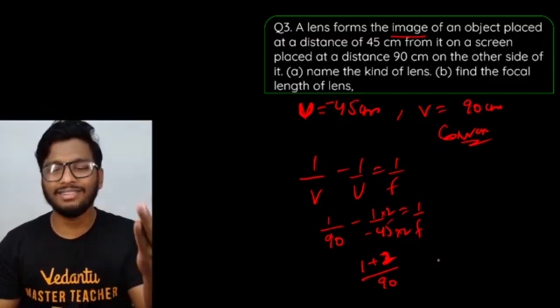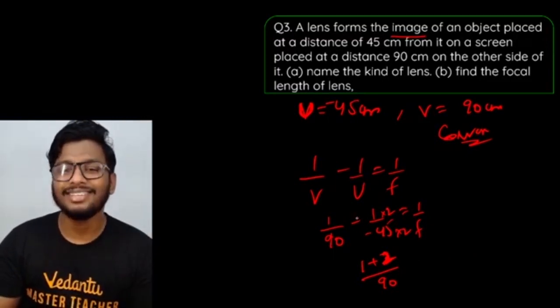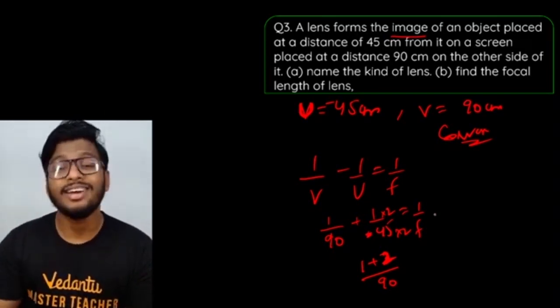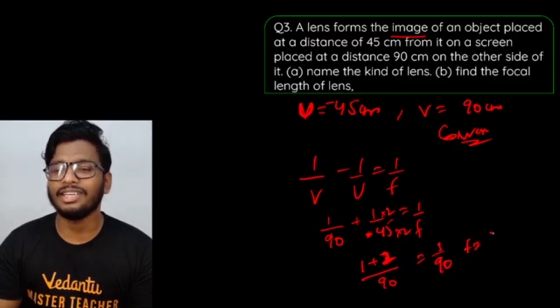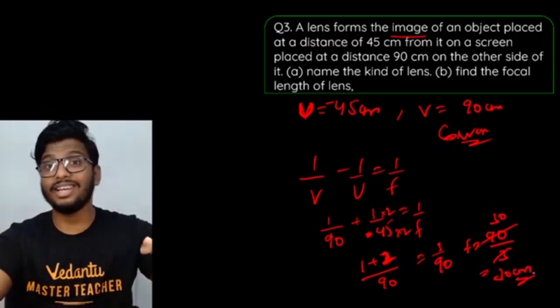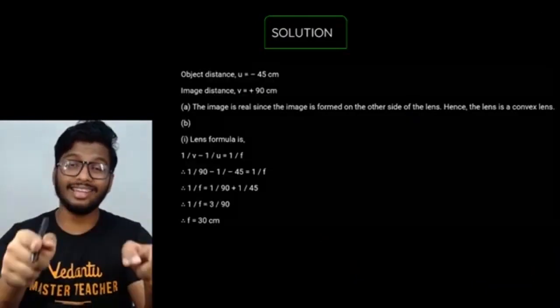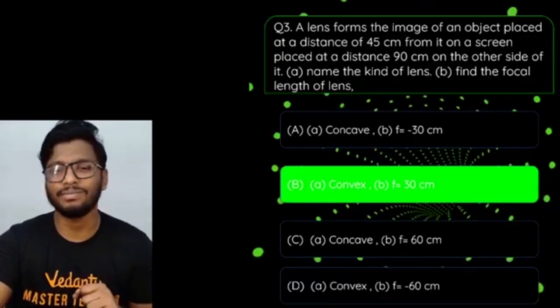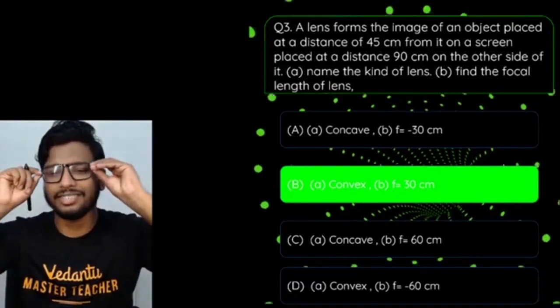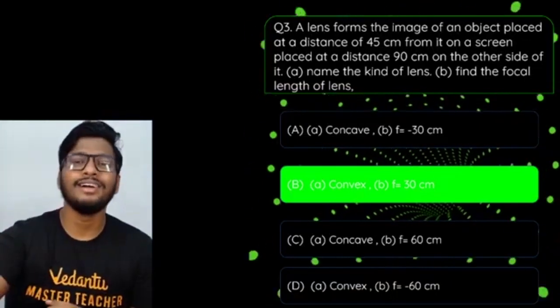So minus into minus will become plus. So 1 by 90 plus 1 by 45. So it'll be 1 plus 2, that is 3, divided by 90. So f is equal to 90 divided by 3. That's nothing but 30 centimeters. And for a convex lens, the focal length is going to be positive, and hence the right answer, people, is going to be option number B, which is nothing but a convex lens with a focal length of 30 centimeters. That's all. Moving on to the fourth question.